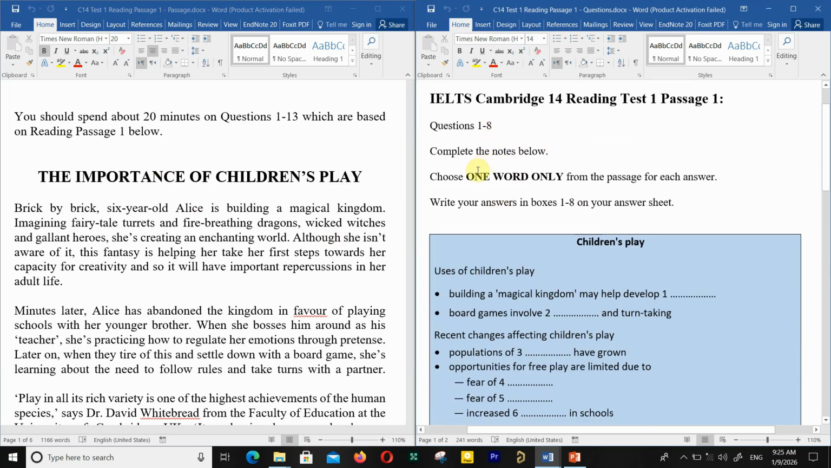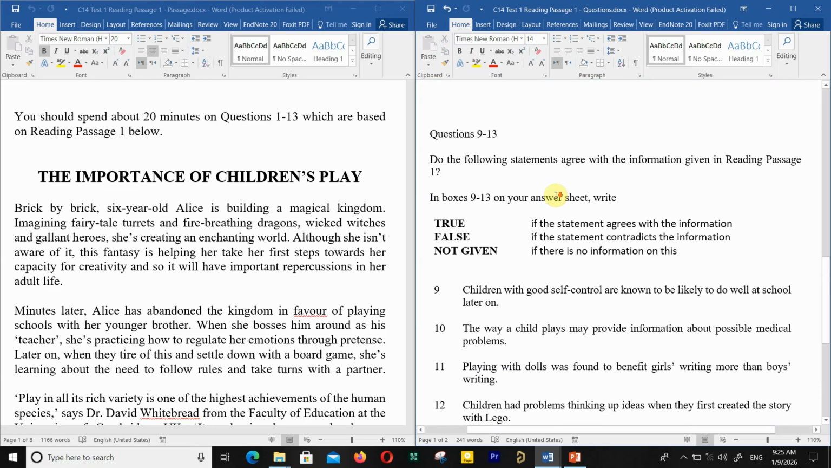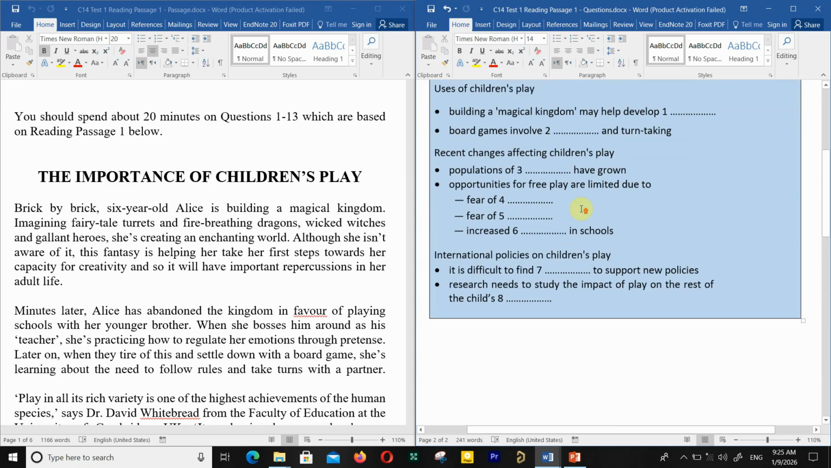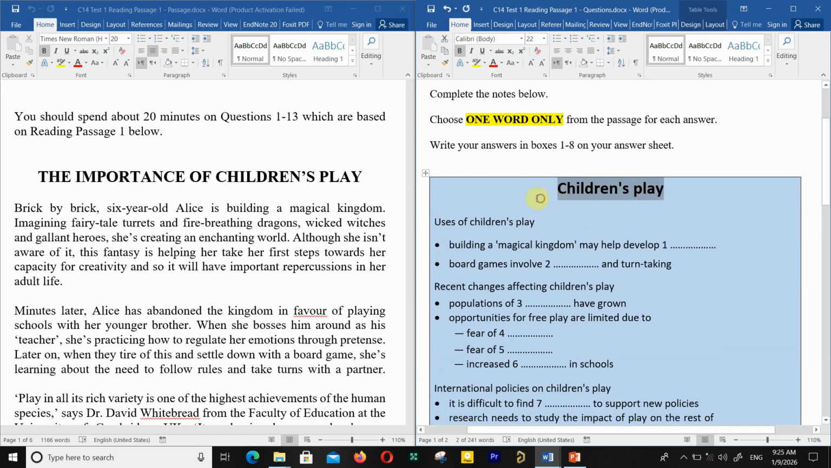For questions 1 to 8, it's a sentence completion, one word only. Be careful about this. Just one word. Children's play. And for questions 9 to 13, it is true, false, not given. So comparing these two types of questions, it's obvious that this is the easiest one to start with. Children's play. This one.